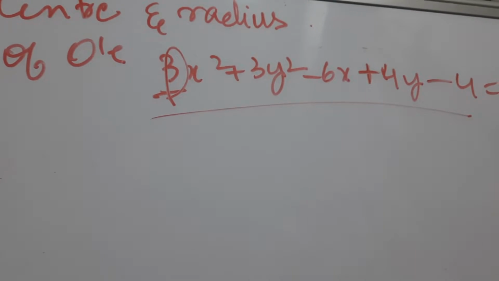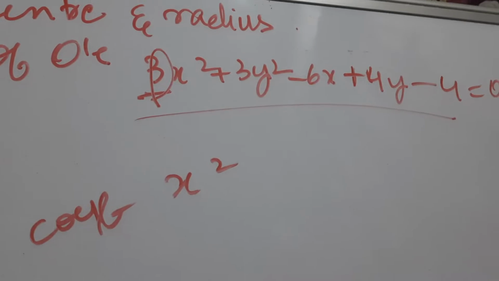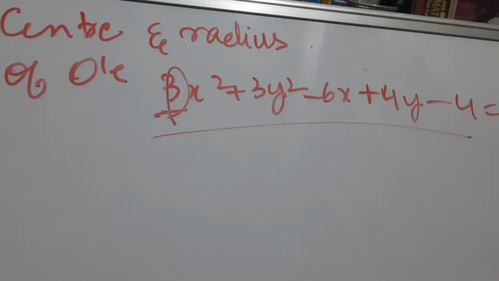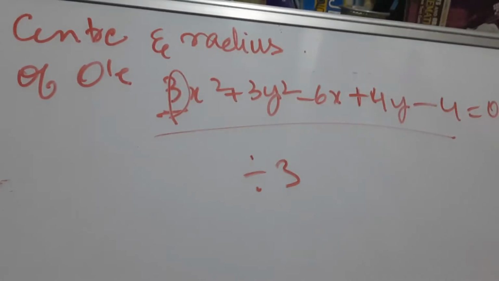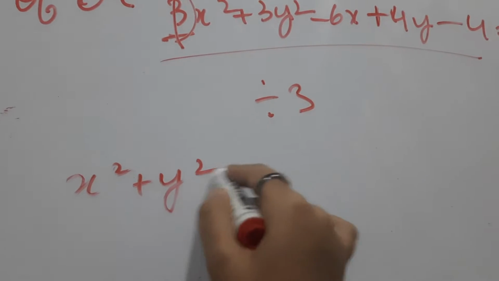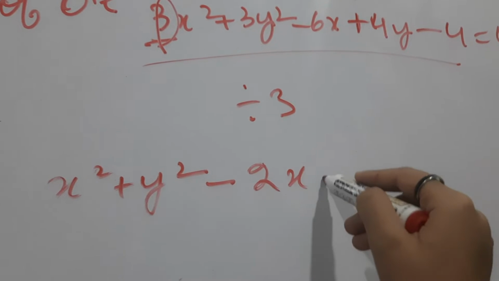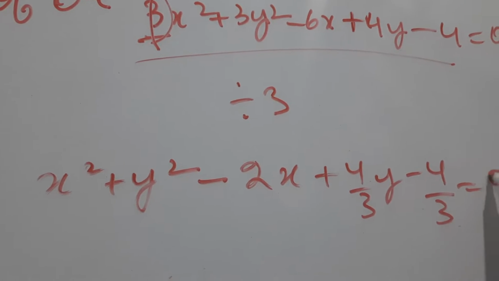The x square coefficient should always be 1. Here it is 3, so we will make it 1 by dividing this whole equation by 3. So we get x square plus y square minus 6 by 3, which is nothing but 2x, plus 4 by 3 y minus 4 by 3 equals 0.